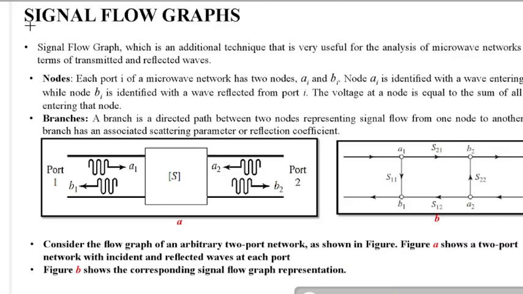Now next we'll be discussing signal flow graphs using S parameters. A signal flow graph basically tells us how the signal is propagated from one port to another port and how to analyze those signals. So that we are going to discuss in the next class.